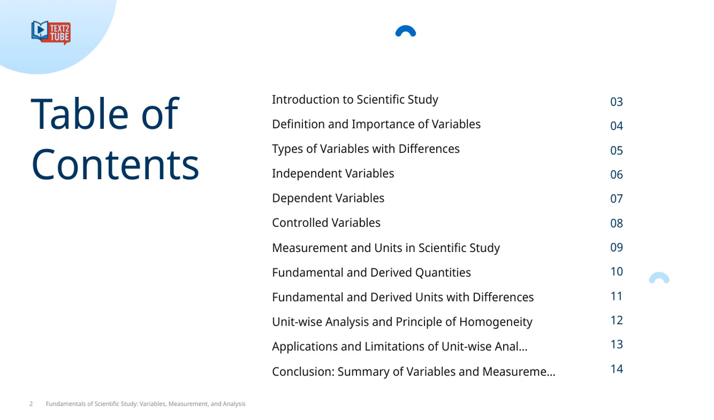Understanding the differences between these units and quantities helps us maintain consistency and accuracy in our measurements. This is where the principle of homogeneity comes into play, ensuring that all quantities in an equation are expressed in compatible units to avoid errors. By grasping these core concepts, variables, measurement, and units, we lay a solid foundation for conducting precise and reliable scientific studies. These tools enable us to analyze data effectively and draw meaningful conclusions from our experiments.